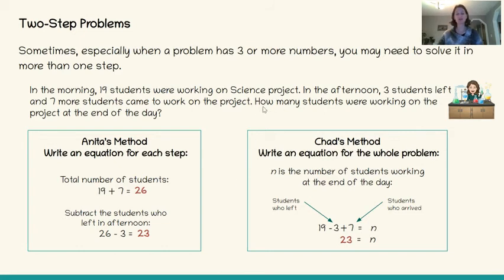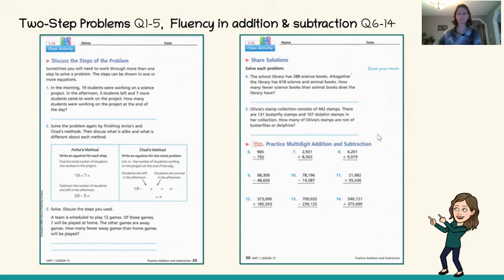So in this question, our final answer is how many students were working on the project at the end of the day. The problem is not asking how many students worked on the project altogether. It was how many students were working on the project at the end of the day. So you are going to have to be a careful reader as well as a careful mathematician when you work on the word problems today to solve them in possibly more than one step.